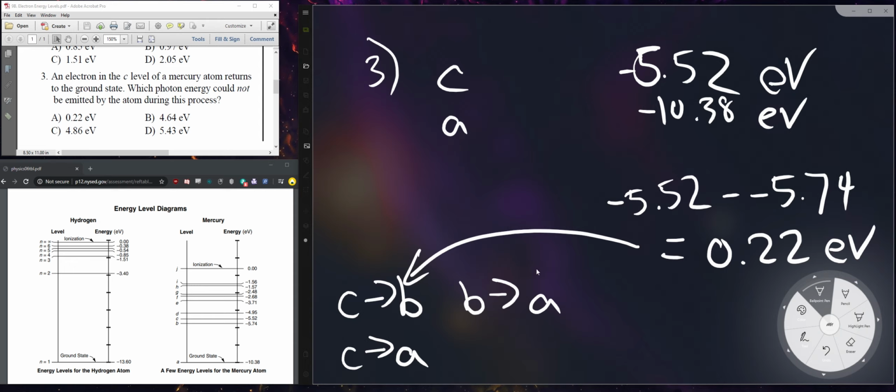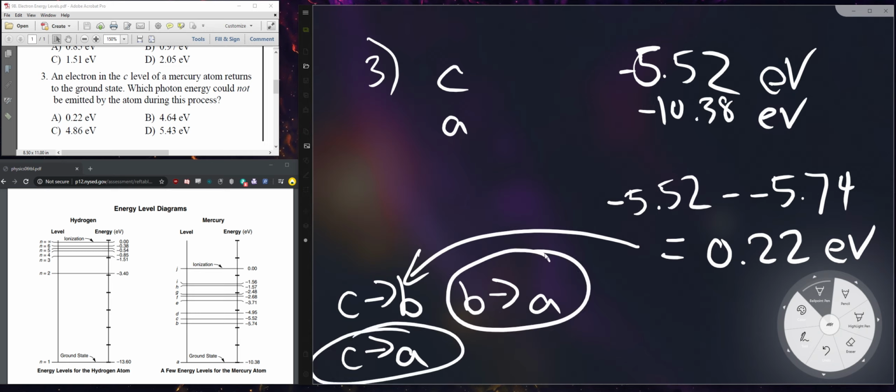So choice A is correct, and you're looking for a different choice. It's either B, C, or D. Figure out the energy differences for these, and then find the one that doesn't fit. That's your answer for number 3.